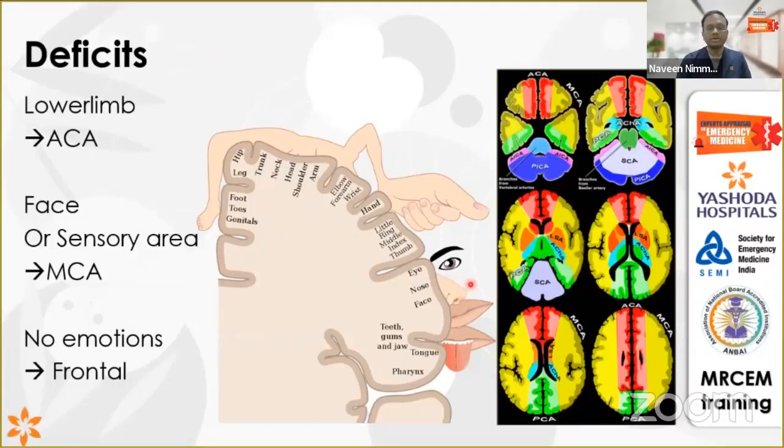Pharynx related, the gag reflex is mediated by both cranial nerve 9 and 10. How this works is the uvula is pulled upwards. So when one side is weak, the uvula gets pulled to the opposite side. So the uvula is going to deviate away from the weak side.